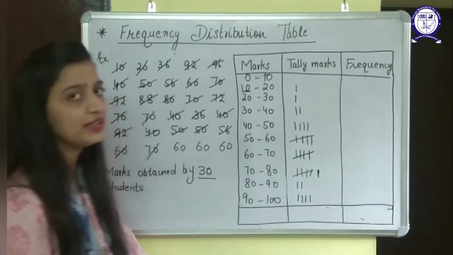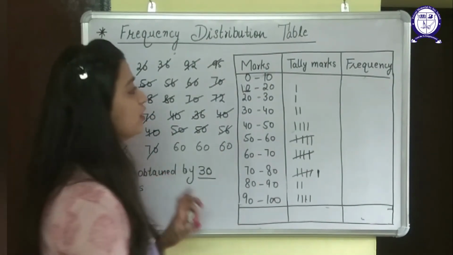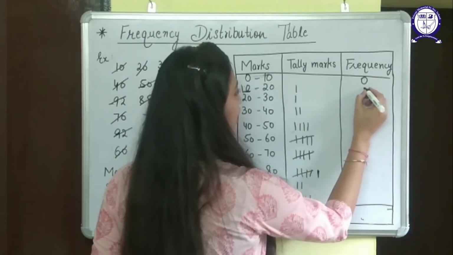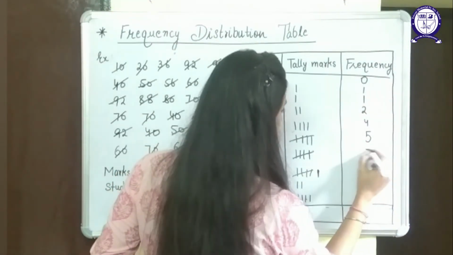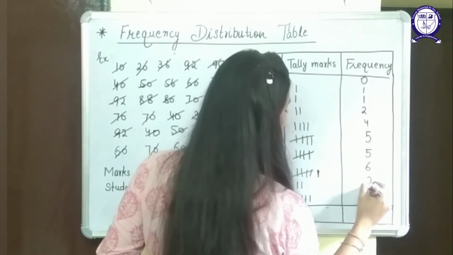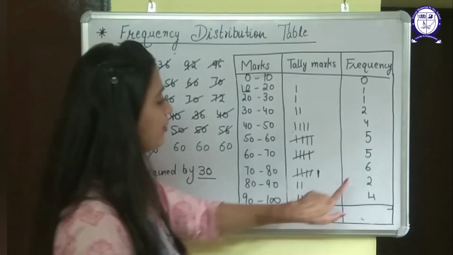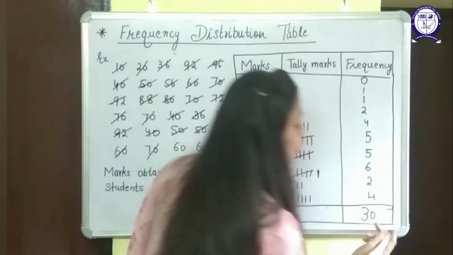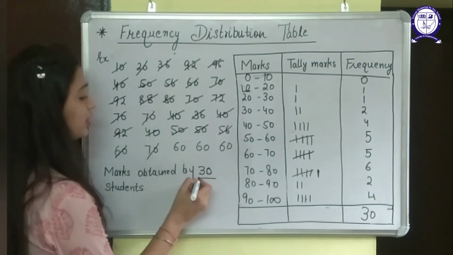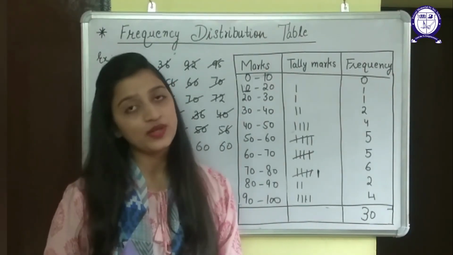There will be no number in the category 0 to 10 because there is no number between 0 to 9 in here. So it will be 0, 1, 1, 2, 4, 5, 5, 6, 2 and 4. Then I will again count them. It will be my 30. The total should always be equal to the number given to us. So this is the way of making the frequency distribution table.